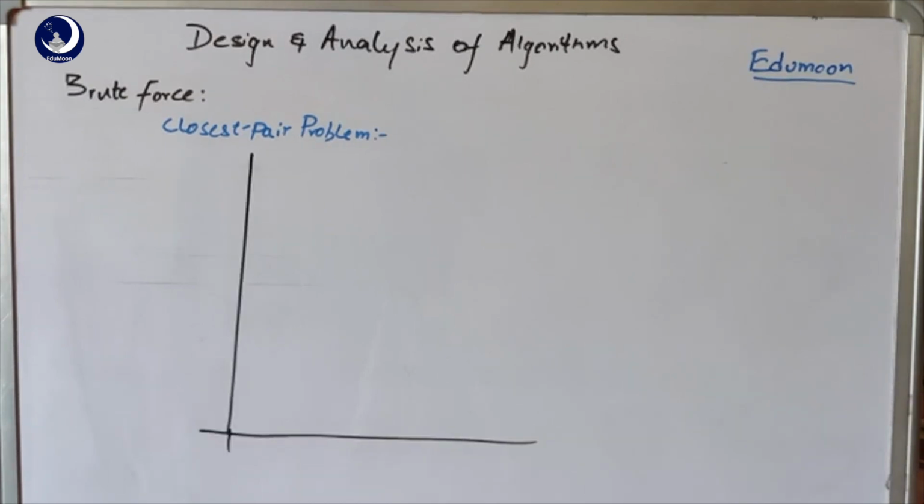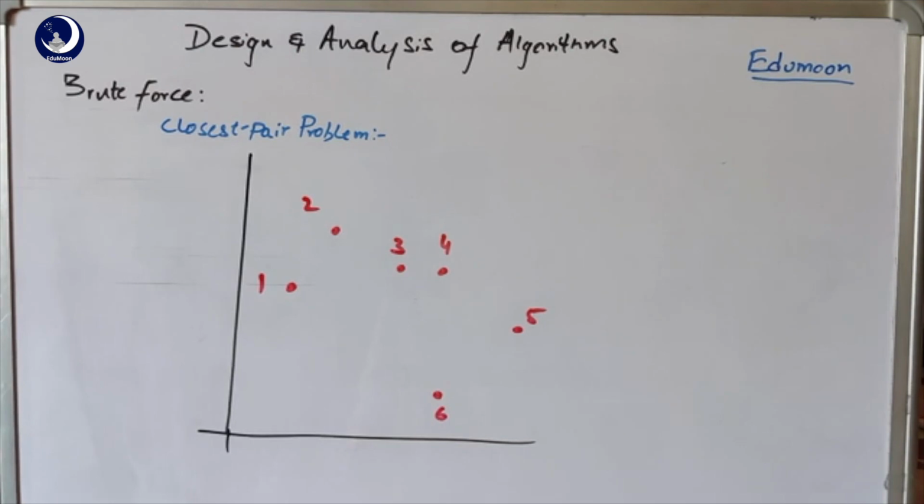Let us assume that there is an xy plane, and there is a set of n points randomly placed. For example, here I'll be taking 6 points: p1, p2, p3, p4, p5 and p6, placed randomly as shown. In this problem we need to return the two points that are closest to each other. We compute the distance between the points and return which two are closest. From the diagram we can easily conclude that p3 and p4 are the closest points, because we can see that on the board itself.